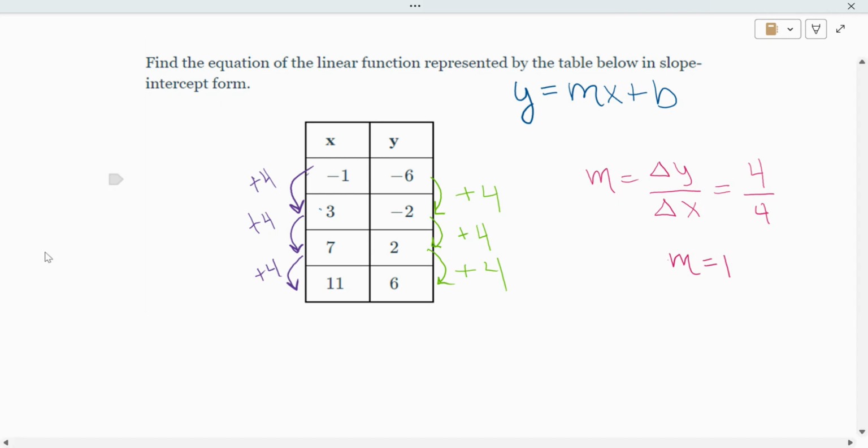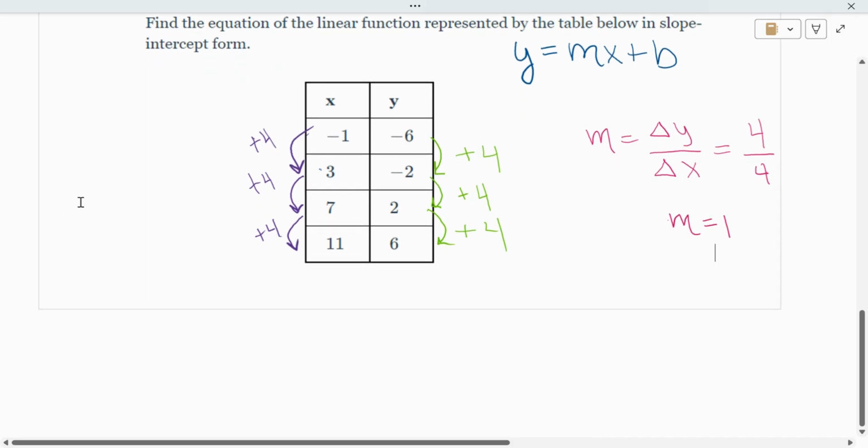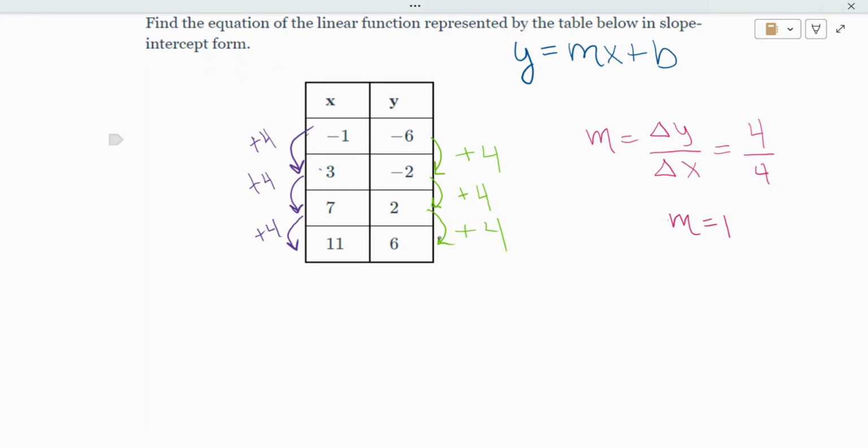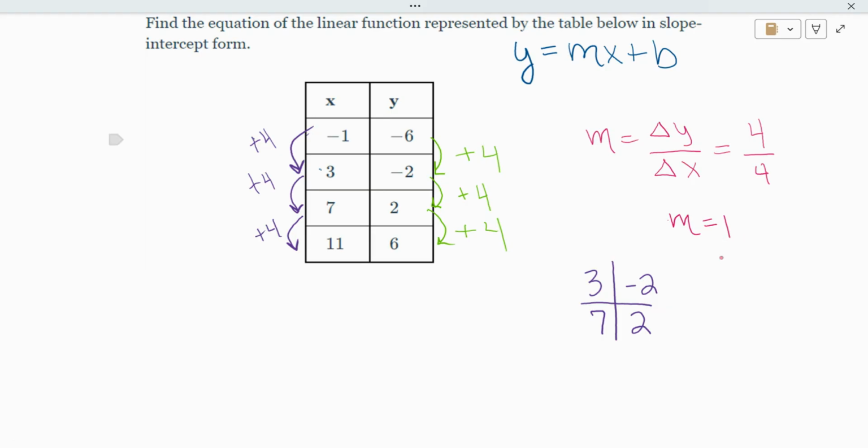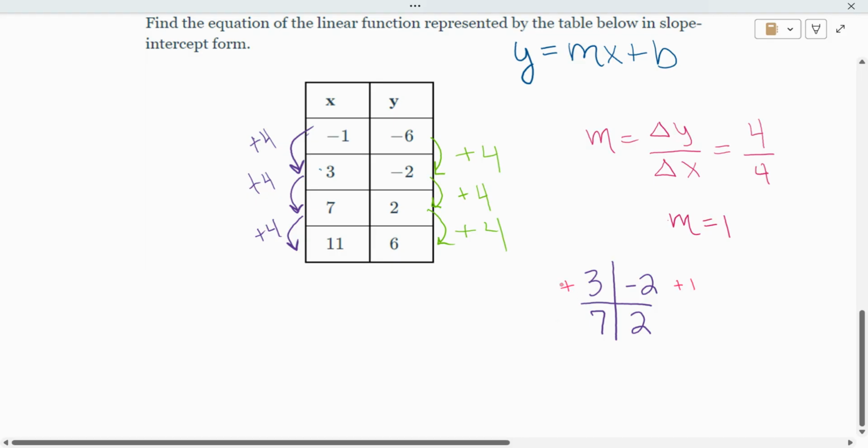We have to find the y-intercept here. And I'm going to take part of my table. I'm going to take the 3, 7 part of my table and the -2, 2 part of my table. This is just part of my table. So this says a slope of 1 means that each time you can add 1 on the y side and you can add 1 on the x side to get the next ordered pair. That's what that says. Well, we need to work backwards.